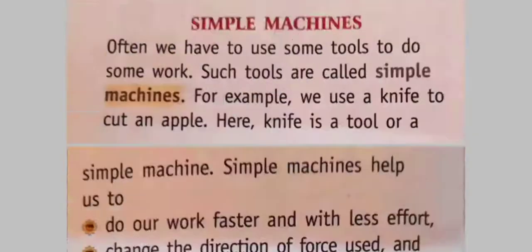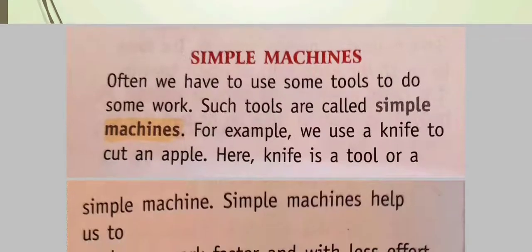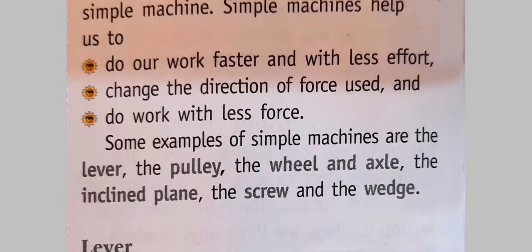So again, what are simple machines? Machines which make our work easier and faster with less effort are called simple machines. Some examples of the simple machines we discussed are lever, pulley, wheel and axle, inclined plane, screw and wedge. These are all examples of simple machines.